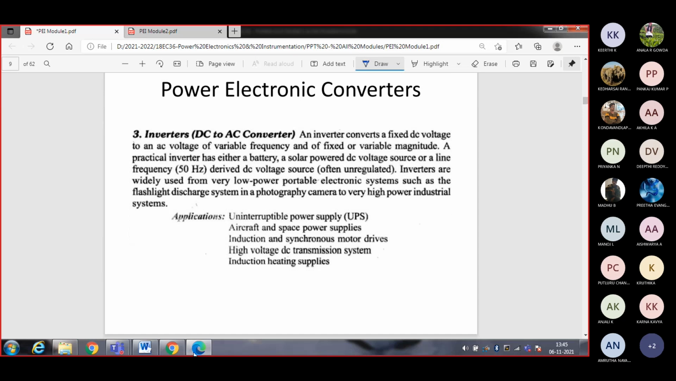Next, inverters. DC to AC converters. How will DC be converted into AC?